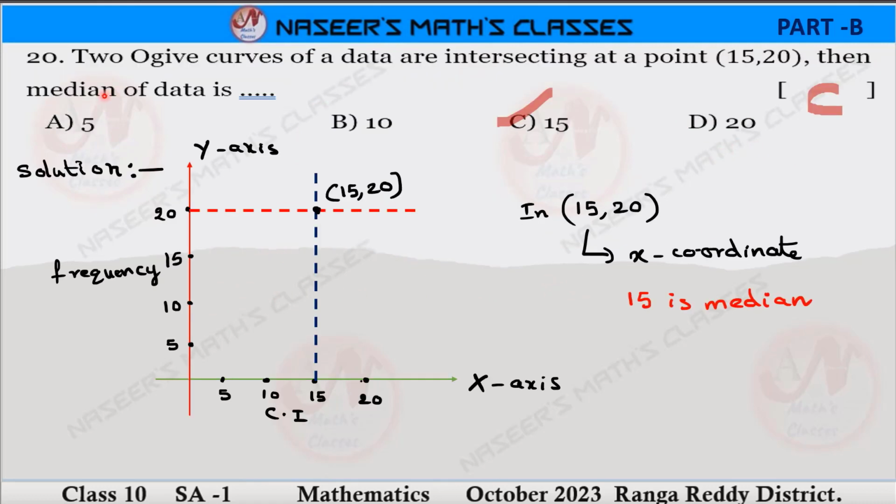20th. Two ogive curves of data are intersecting at point 15, 20. Then median of data is. We already know that when two ogive curves are intersecting at point 15, 20, then its x coordinate, that is 15, is median. So correct option is C.